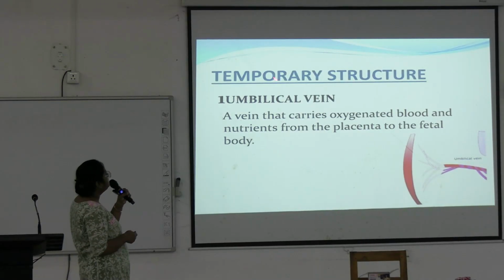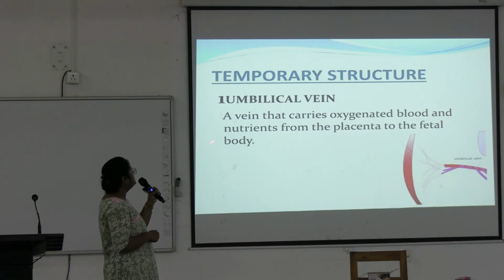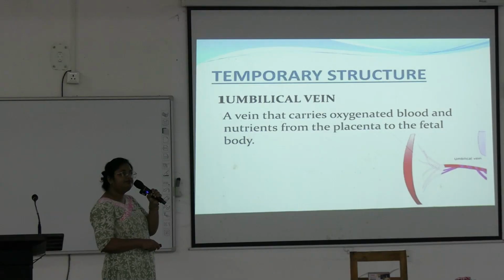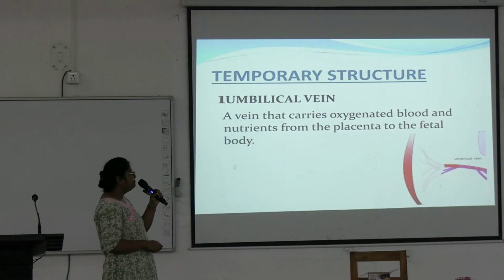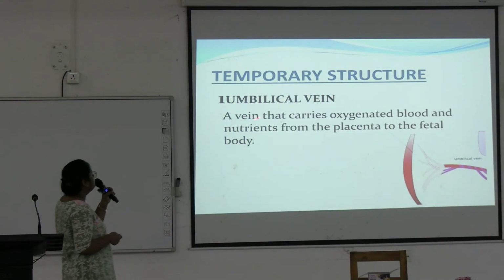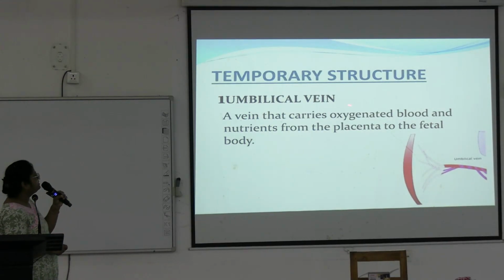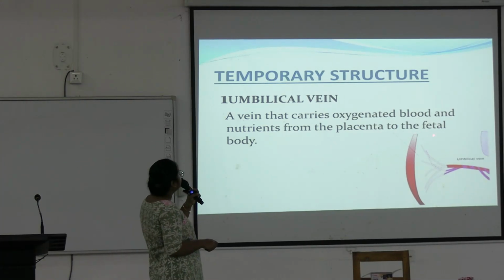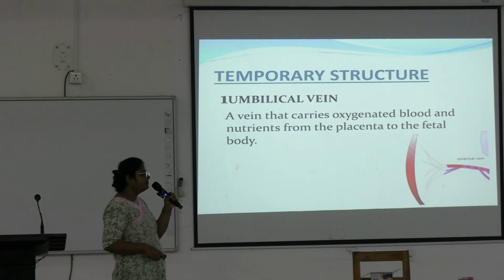So first is the umbilical vein. See this thick structure which carries oxygenated blood from the placenta to the fetus; this is the umbilical vein. So the umbilical vein is a vein that carries oxygenated blood and nutrients from the placenta to the fetal body. Next.